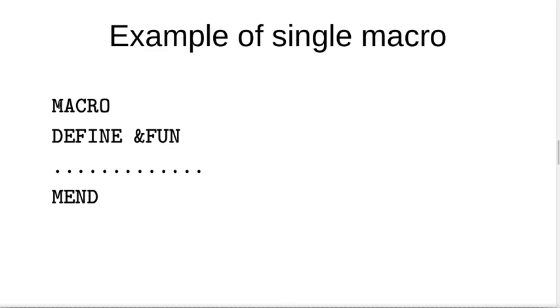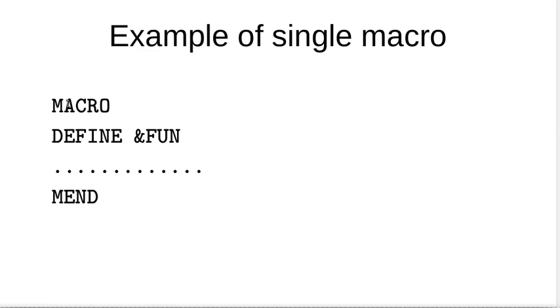Okay. So moving into the examples, let's take an example of a single macro. This is nothing but a single macro where we have the macro keyword, which indicates that the macro definition is starting. Then we have the name of the macro, which is define in this case. Then we have an argument ampersand fun, followed by any number of statements, any number of instructions in the macro body. And after all the statements we have the macro end or the mend statement. So this is a very simple example of a single macro, right?